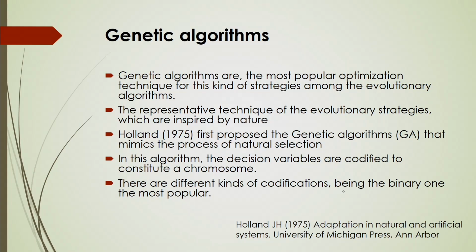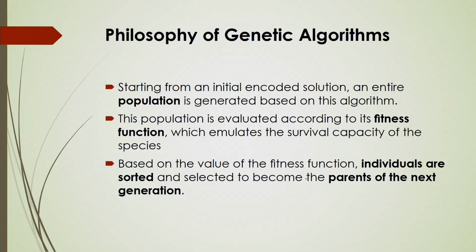There are different kinds of codifications, and the binary one is the most popular; other types will of course be there. Now, what is the philosophy of genetic algorithms, and where has it come from? If we start from an initial encoded solution, an entire population is generated based on this algorithm.